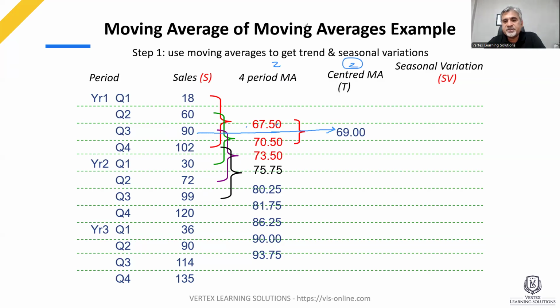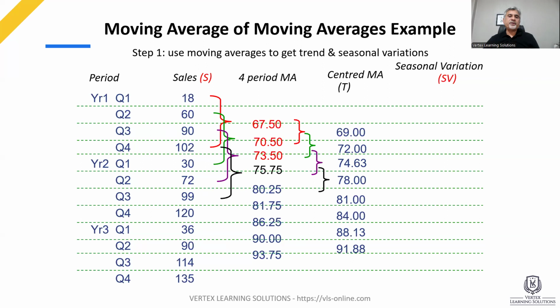Then you repeat the same process for these two numbers. Take the average, divide by 2, and the number which comes in the middle is exactly in front of quarter number 4, and so on. So the purpose here is that we are doing the center of this thing. So in the second step, you take like this and continue. Now you have got your data.